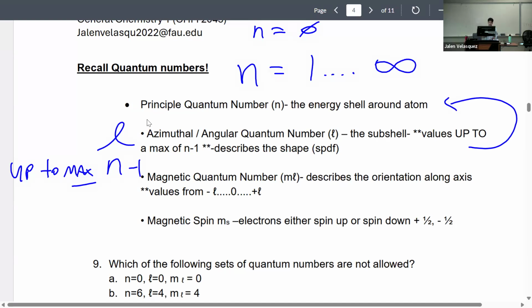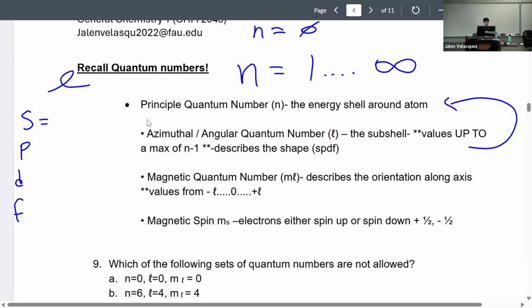Okay. So in terms of the shape of our subshells, right? Remember we have S, P, D, and F. You must know what L value is associated with each. So what is the L value for an S subshell? 0. What about P? 1. D is 2. F is 3. Okay. Any questions yet?